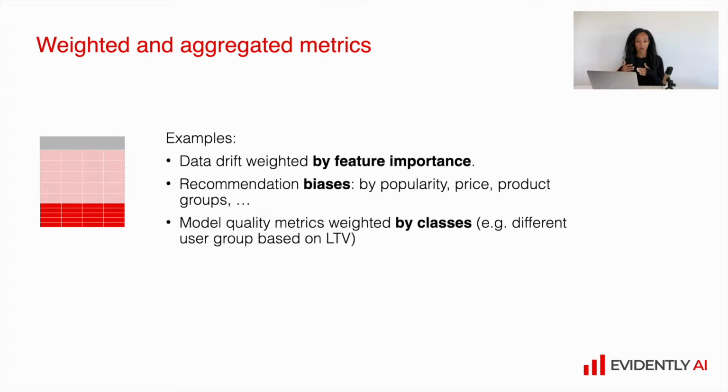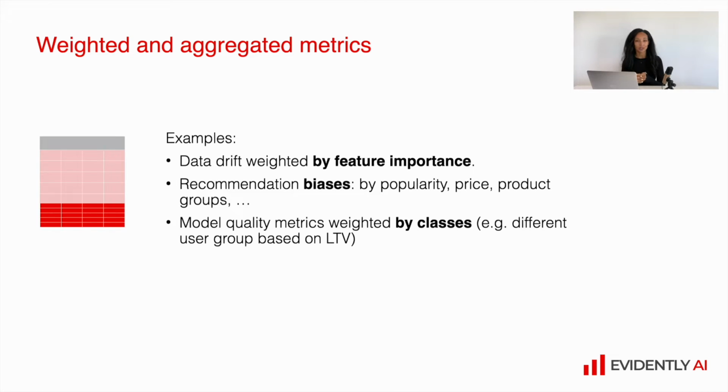You might want to aggregate and weight some metrics. For example, if you detect data drift for the whole dataset, you might not want to just calculate the average data drift, right? But you might want to weight it by feature importance. For recommendation systems, you might want to check whether you introduce some bias into your recommender system. For instance, bias for popular products, bias for costly products, or bias for a specific product group, and you can add it to your monitoring dashboard as a metric.